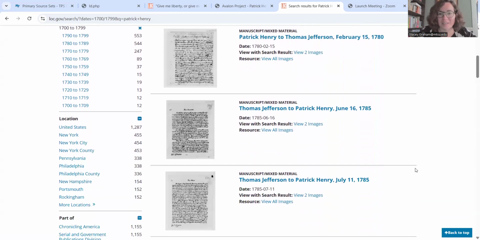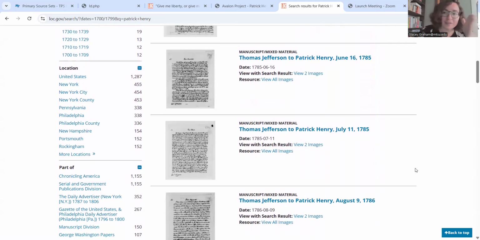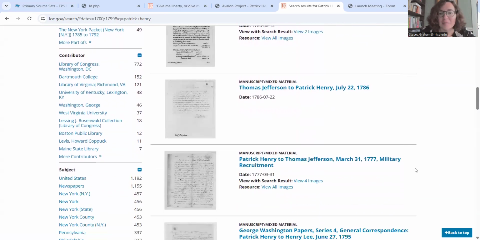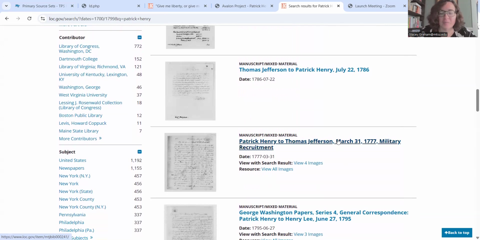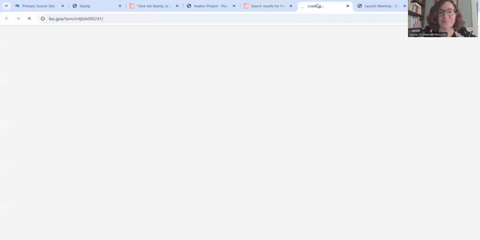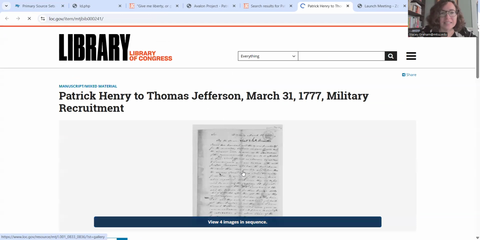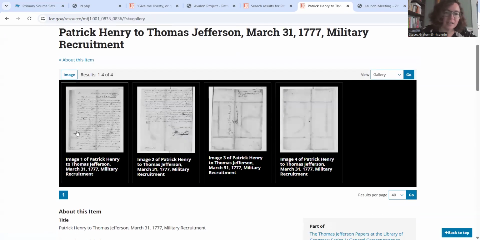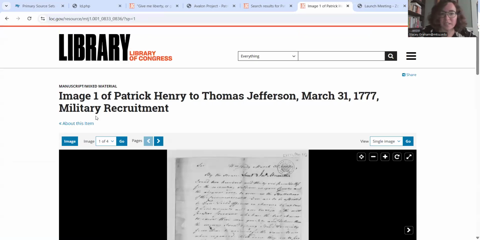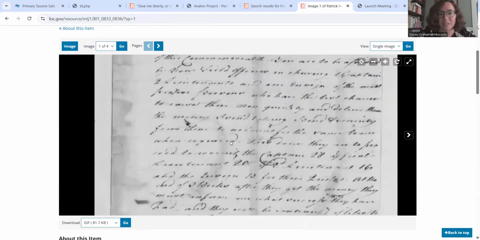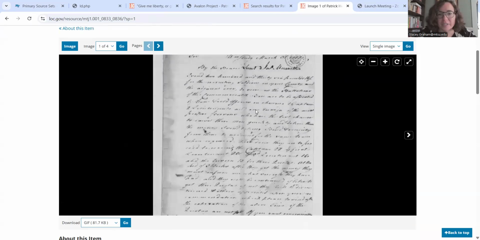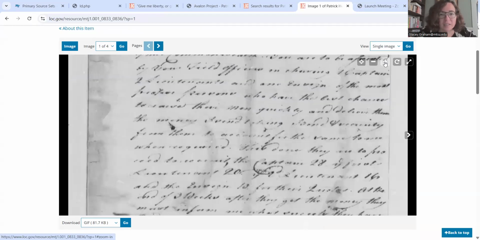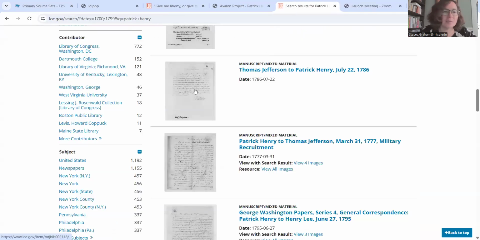These are letters from the Thomas Jefferson collection, many of them written by Jefferson to Patrick Henry, and some of them written by Patrick Henry to Thomas Jefferson. So let's take a look at that. So we have here an example of Patrick Henry's own handwriting in a letter to Thomas Jefferson from 1777. And so this is something that you could use as a primary source. Now, students might be frustrated because it's not easy to read. And even if it were easy to read, it is text, which to them is less exciting than images. So how can we find an image for them?